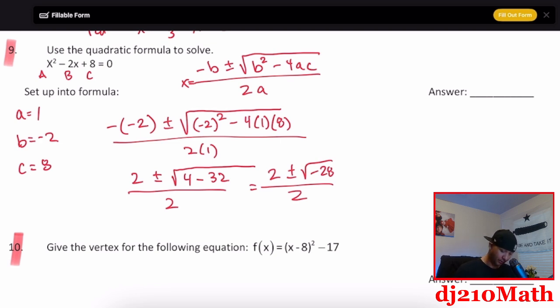Okay, we're almost done. A negative inside the square root always comes out as i. We never leave a negative inside the square root. Furthermore, 28 can be broken down. 2 and 14, 2 and 7.